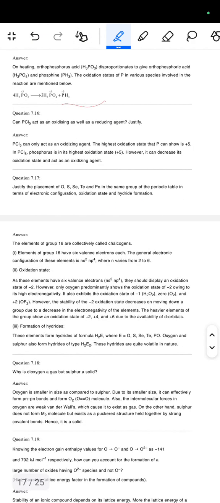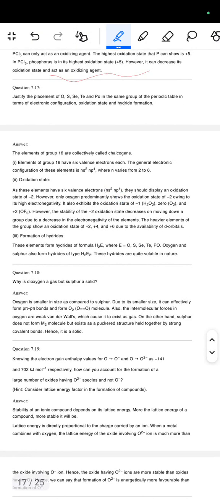Next, can PF5 act as an oxidizing as well as a reducing agent? Justify. PF5 can only act as an oxidizing agent. The highest oxidation state that P can show is +5. In PF5, phosphorus is in the highest oxidation state +5, however it can decrease its oxidation state and act as an oxidizing agent.